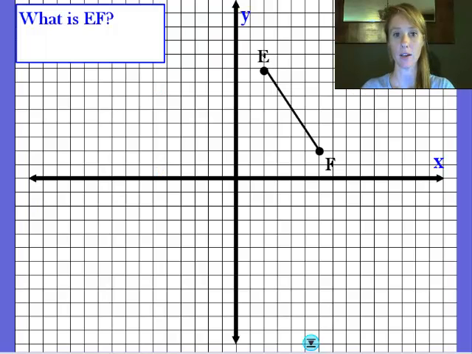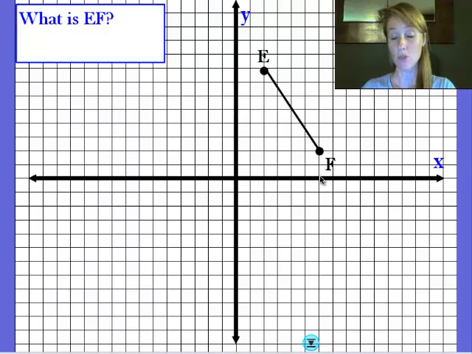Okay, so today we're going to be working on the coordinate plane. Remember, a coordinate plane is a plane where I have an x-axis and a y-axis, and I can plot points based on their x-coordinates along the x-axis and their y-coordinates along the y-axis.